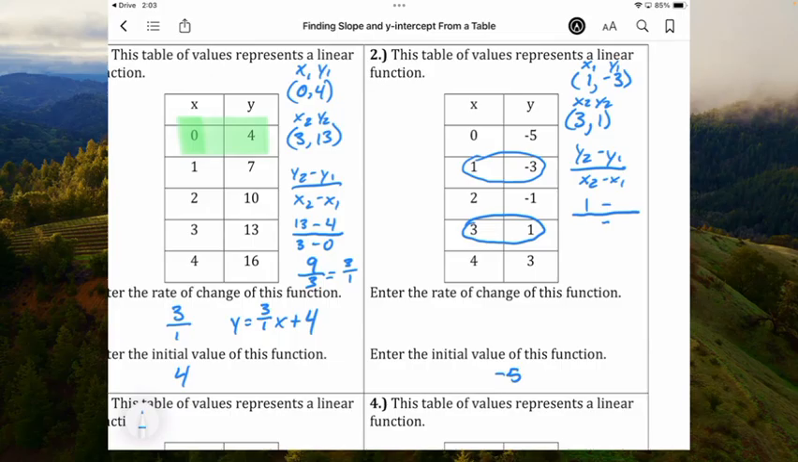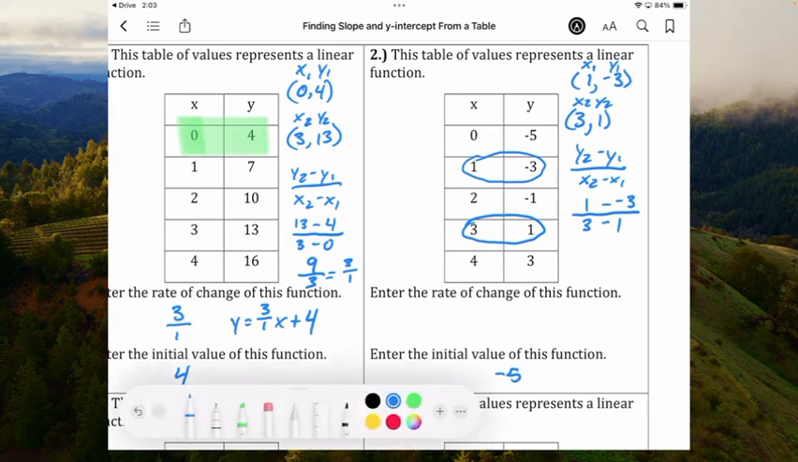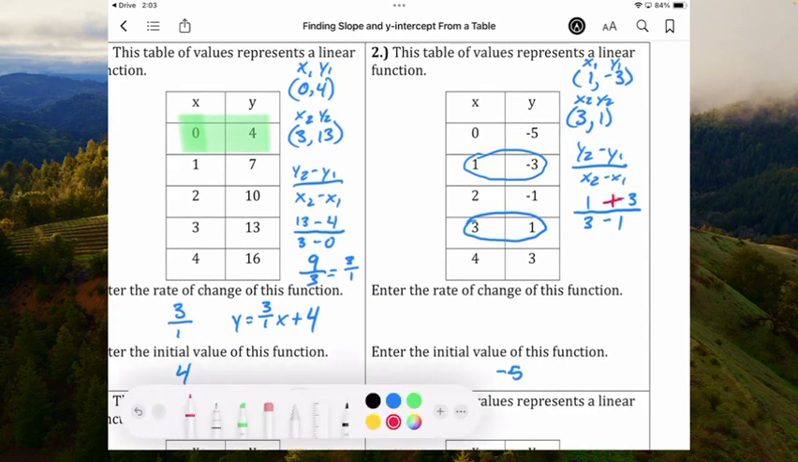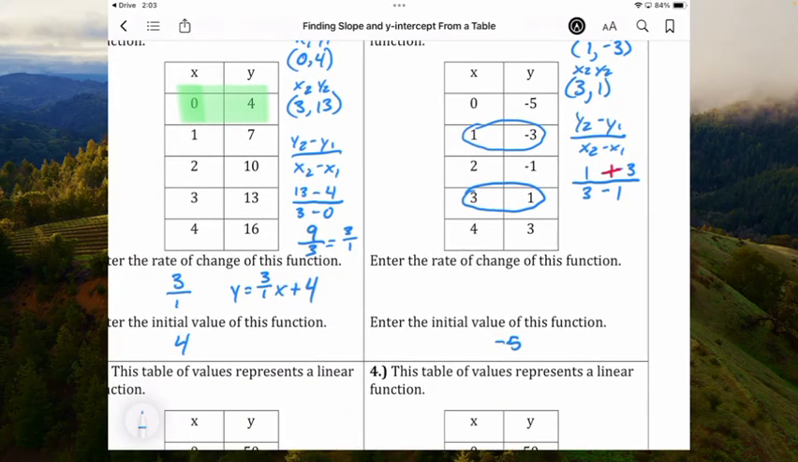y2 is 1, y1 is negative 3. x2 is 3, x1 is 1. So we're going to change this to be a plus. We'll say 1 plus 3 is 4. 3 minus 1 is 2. Now that's equivalent to 2 over 1 in simplified form. So rate of change is 2 over 1. My equation would be y equals 2 over 1 x minus 5.